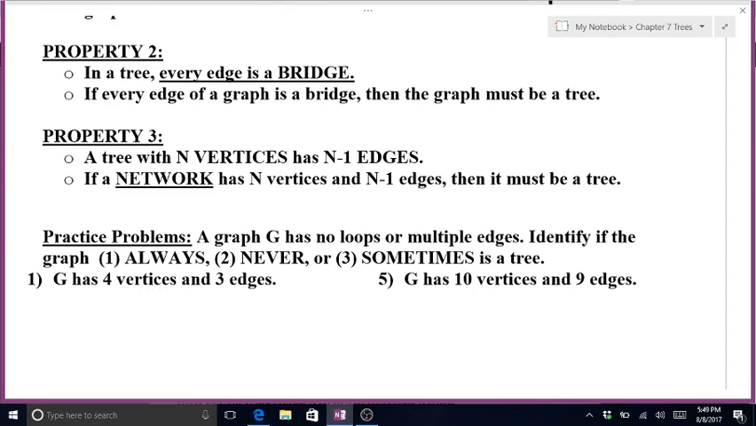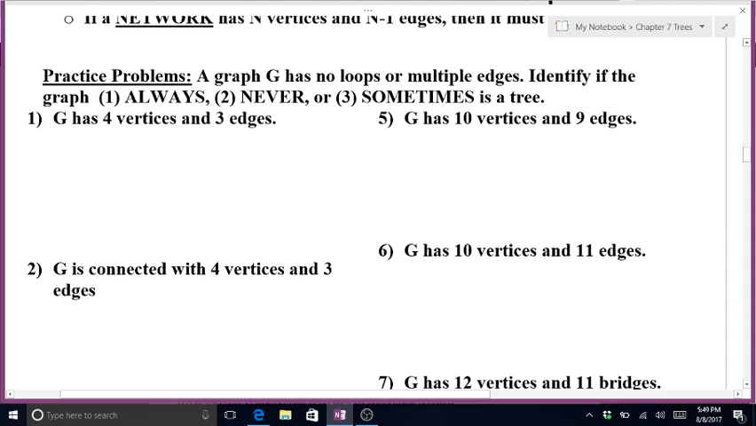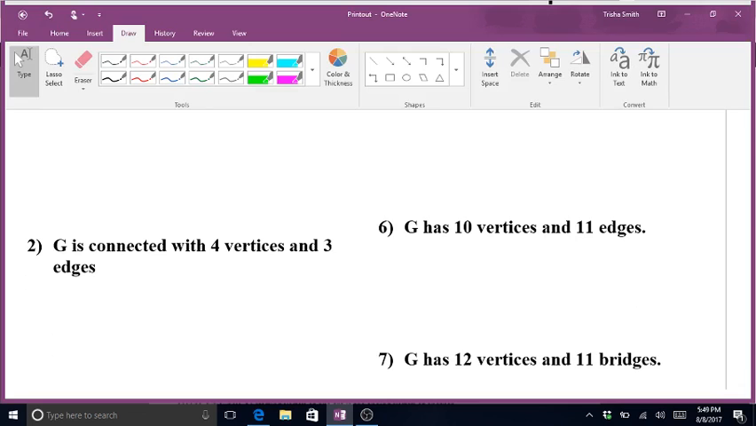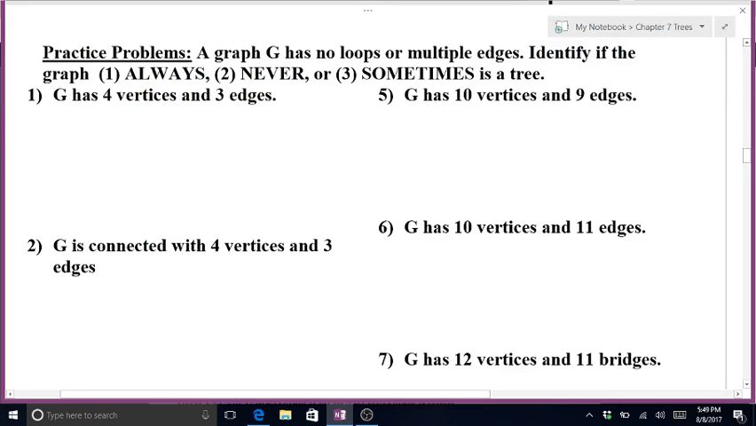If a network has n vertices and n minus 1 edges, it must be a tree. So this leads us into the problems that everybody hates. Okay, you have to think about these before you answer. So, number 1, G has 4 vertices and 3 edges. In order for this to be an always, it has to satisfy each one of the properties.